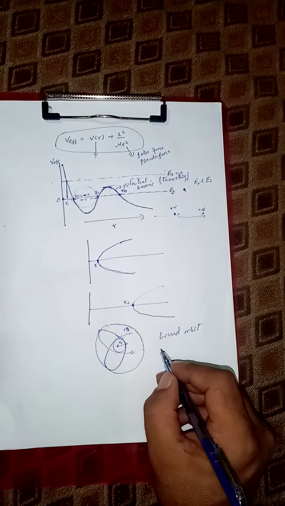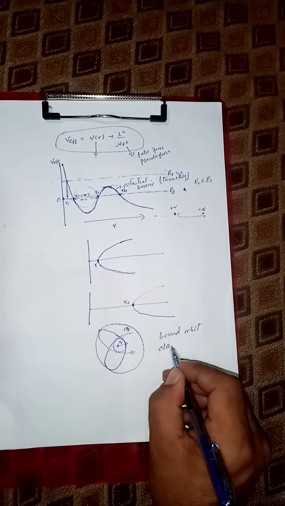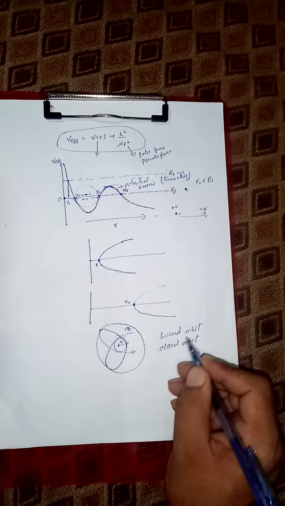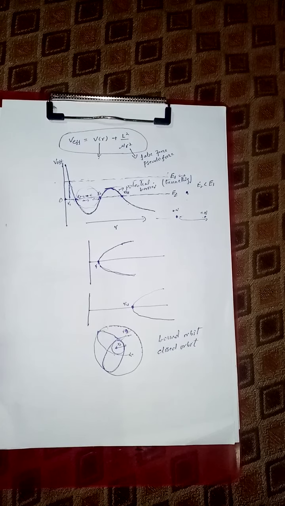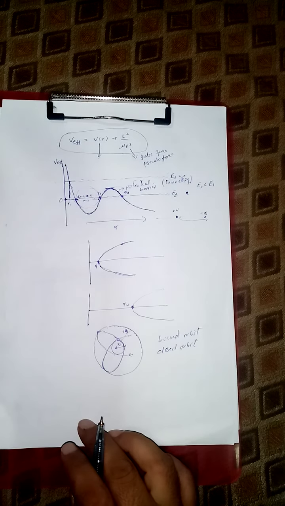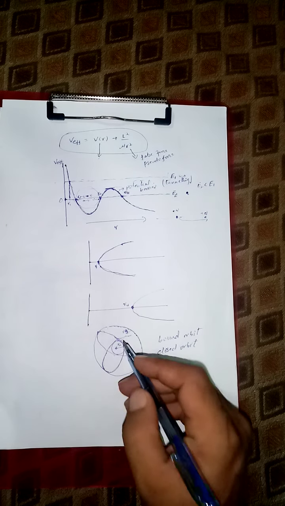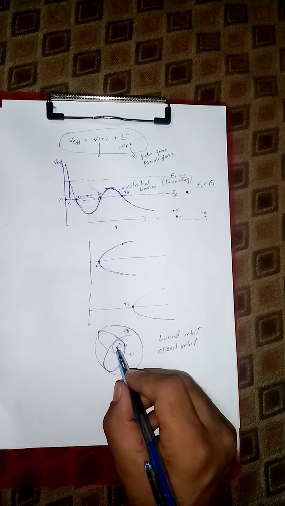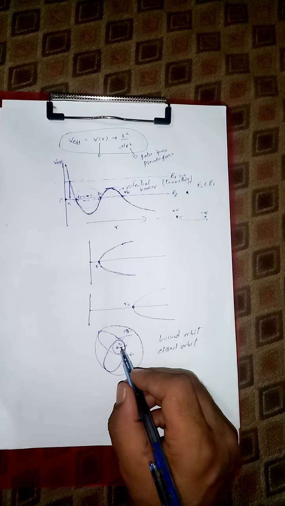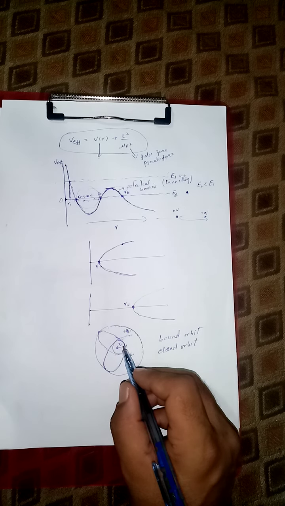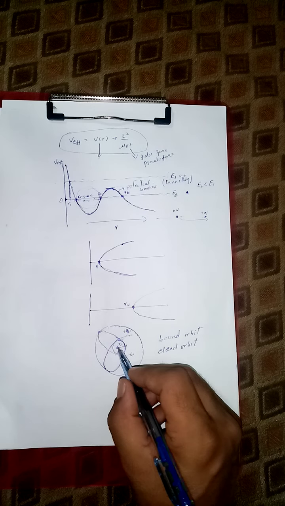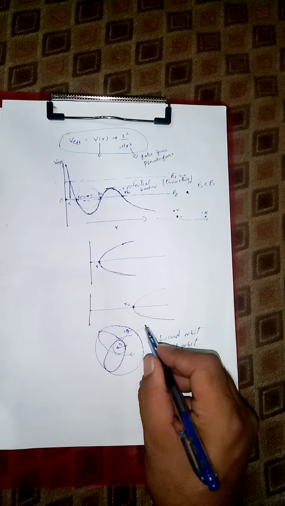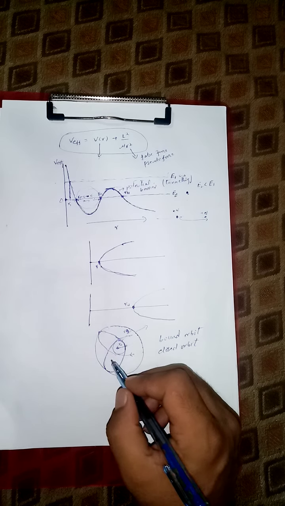We have two kinds of orbit, one is bound orbit and the other one is closed orbit. Now, what is a bound orbit? A bound orbit is that kind of orbit where the maximum and minimum of the orbit are fixed. In this case, the maximum is R3 and the minimum is R2. These are fixed. The particle cannot go away from this maximum or minimum, it cannot go beyond this region. So the particle is bound between R maximum and R minimum.